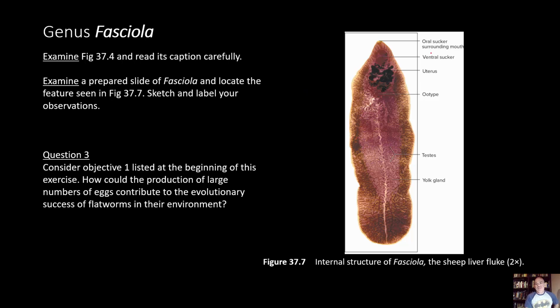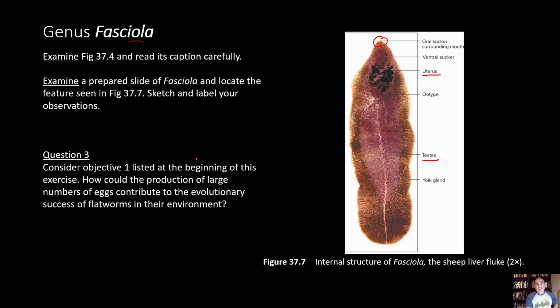So here you can see some of the structures. There's your mouth area, the oral sucker, to help attach into the body. You can see the word uterus. You associate that with female reproductive structures, and testes, where sperm are made. So again, these are hermaphroditic, or another term is monoecious, right? So here, again, sketch, know the genus Fasciola when you see it, and sketch and label those observations.